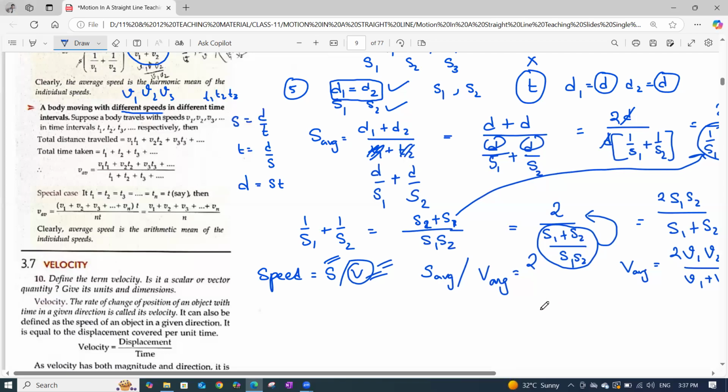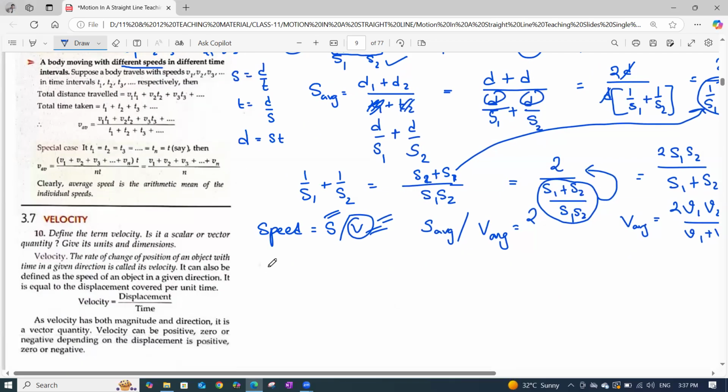Now what will be the average speed? We know V average, or average speed, is equal to total distance, S1 plus S2 plus S3. Don't get confused, S is not speed. Now S is distance, divided by total time, T1 plus T2 plus T3.